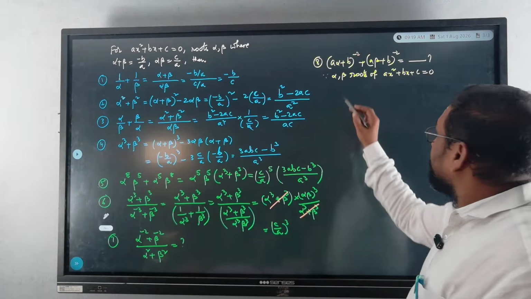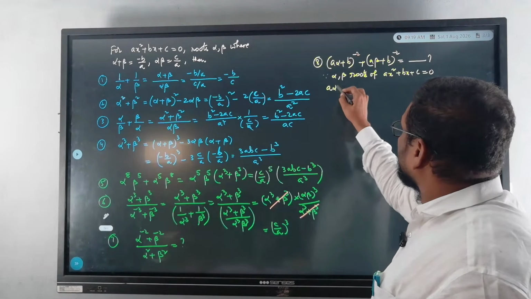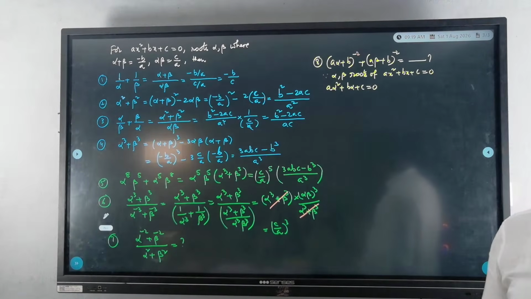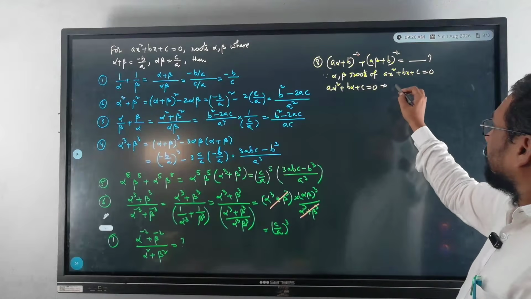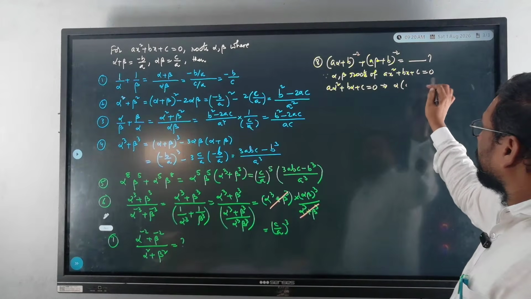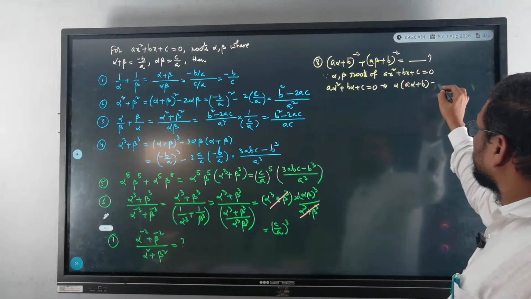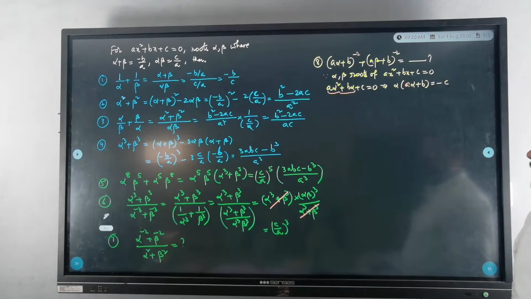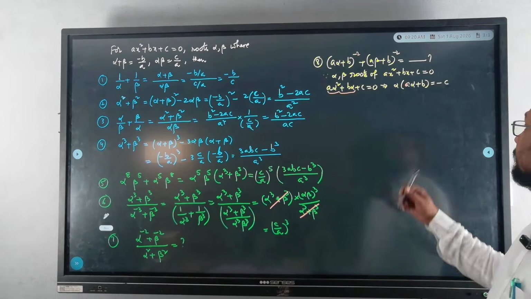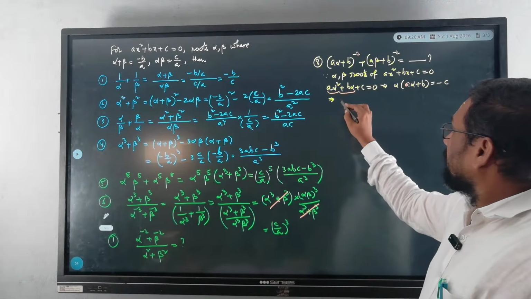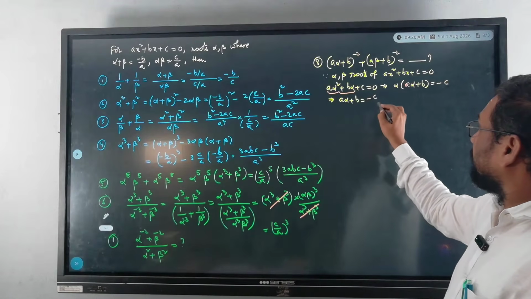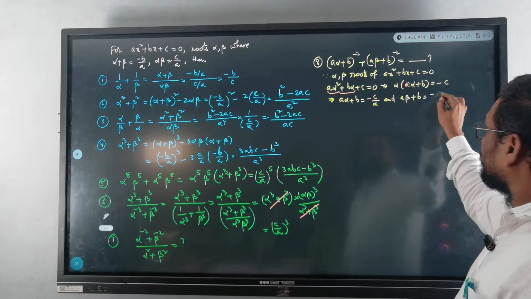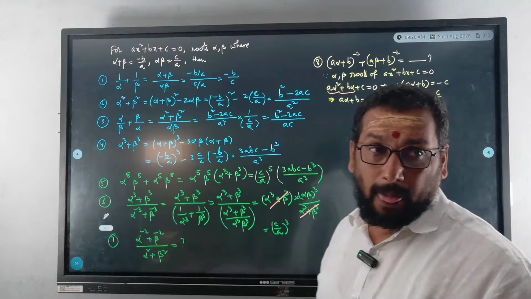okay, now suppose we substitute alpha: a alpha square plus b alpha plus c is equal to 0, right? That implies, taking alpha as common, alpha times a alpha plus b is equal to minus c. So a alpha plus b is equal to minus c by alpha. In the same way, a beta plus b is equal to minus c by beta, right?